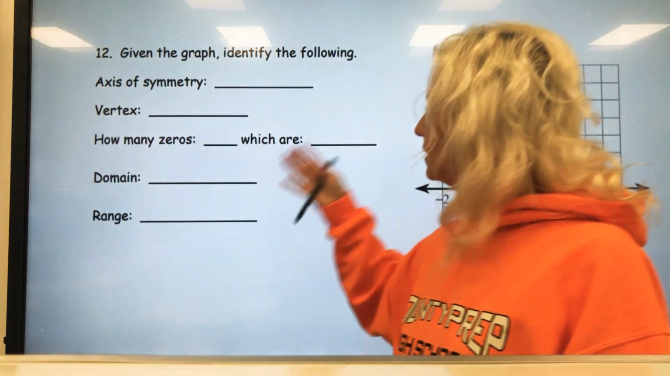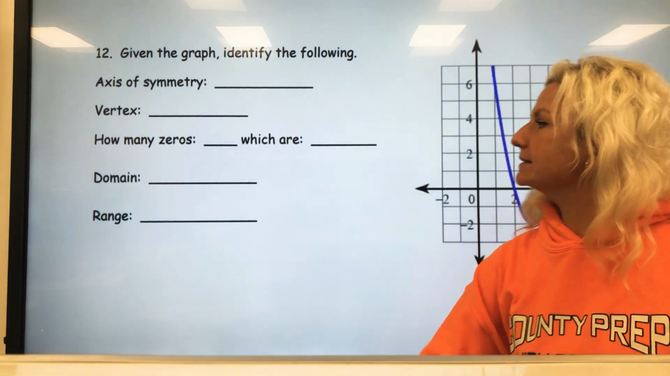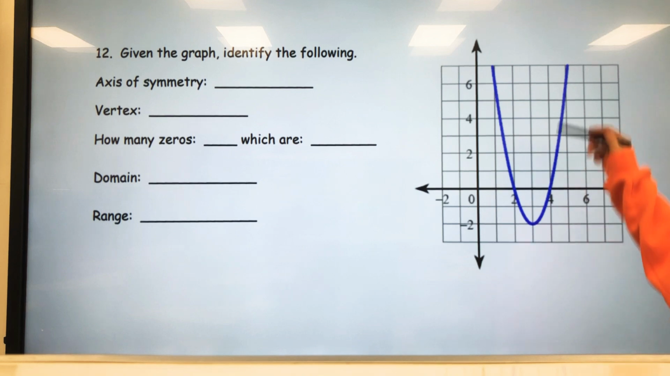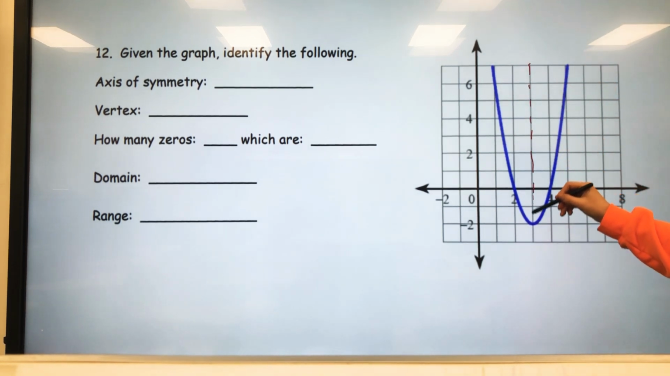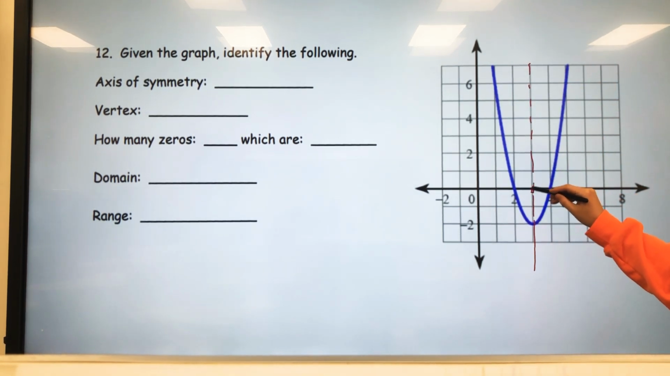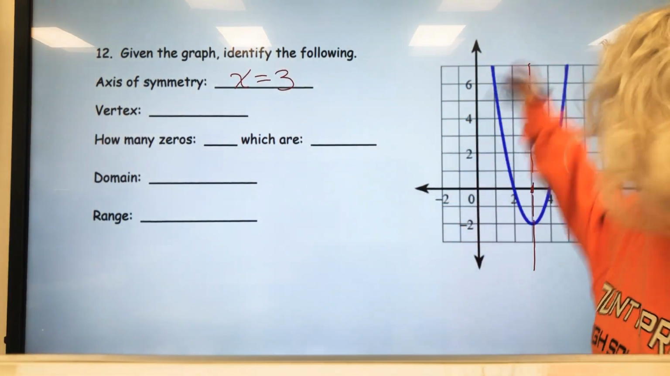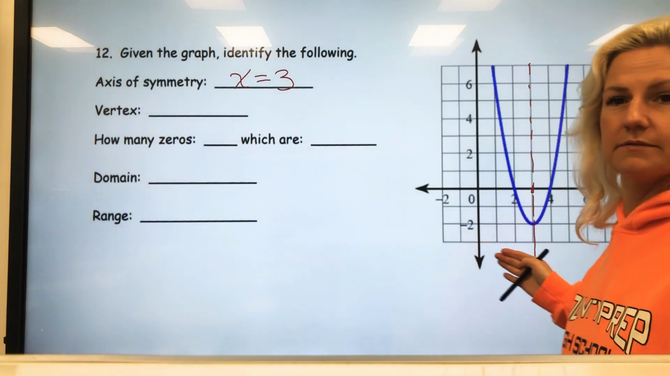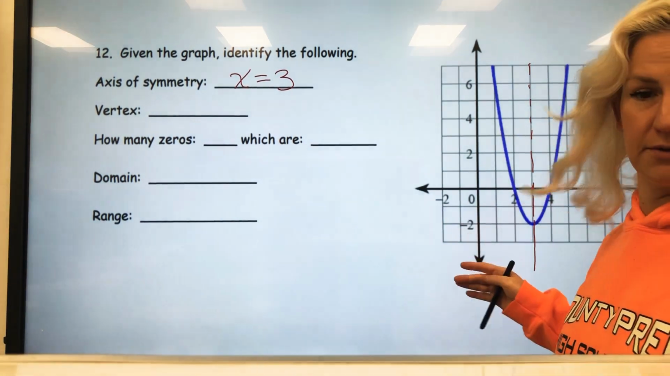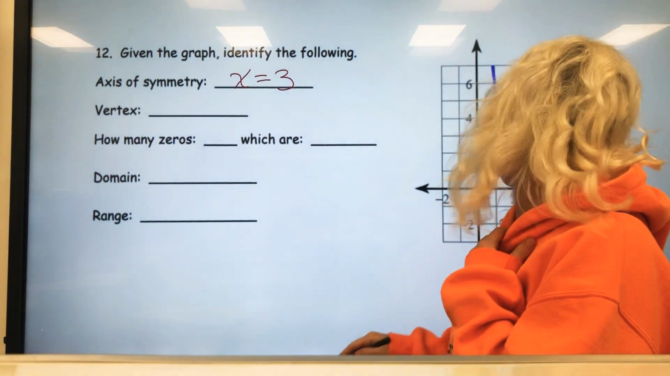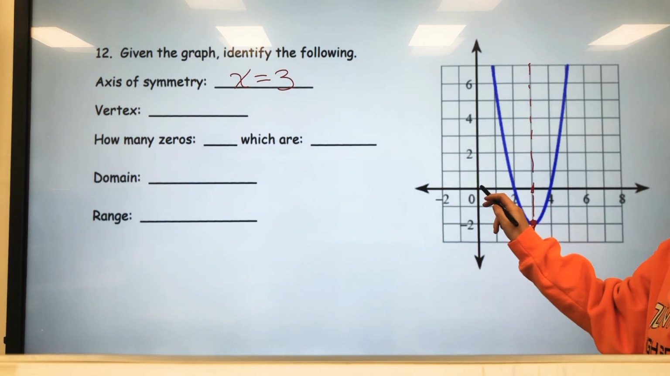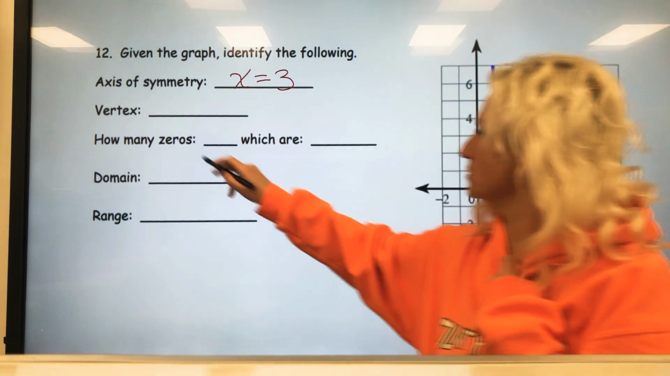So the first one is axis of symmetry, and you can just see by the graph that your axis of symmetry is going to go right here where x is 3. So my axis of symmetry would be x equals 3, the vertical line right through the center. What is my vertex? Right here, it's easy to see that it's positive 3, negative 2.